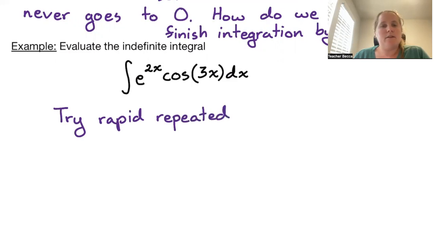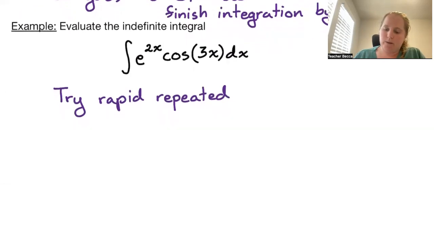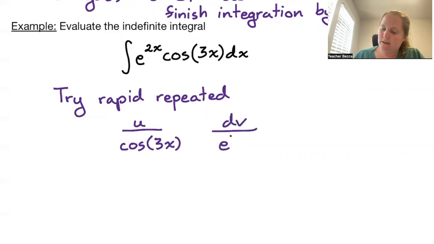We can pick either e to the 2x or cosine 3x as our u. Personally, I prefer to differentiate cosine as opposed to integrate. I'm less likely to make a sign error. So let's go ahead and take our u to be cosine of 3x and our dv to be that e to the 2x, again, technically times dx.